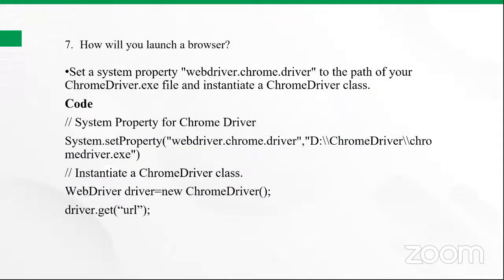So as you all know, to launch a browser, we need to set the property of whatever browser driver that you are using to the system. We have to set the system property. If you are using Chrome driver, you need to set the system property to the path of the Chrome driver exe file. And then what you need to do is instantiate a Chrome driver class.